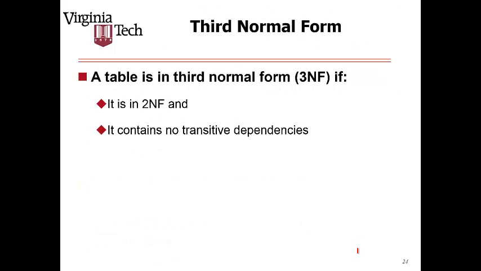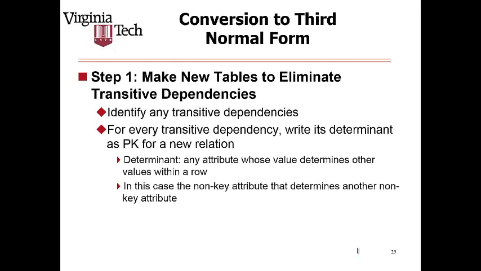And so we put a table into third normal form if it is previously in second normal form and it contains no transitive dependencies, meaning that no non-key attribute determines any other non-key attribute. Well, to eliminate transitive dependencies, for every transitive dependency you find, write its determinant as the primary key for a new relation.